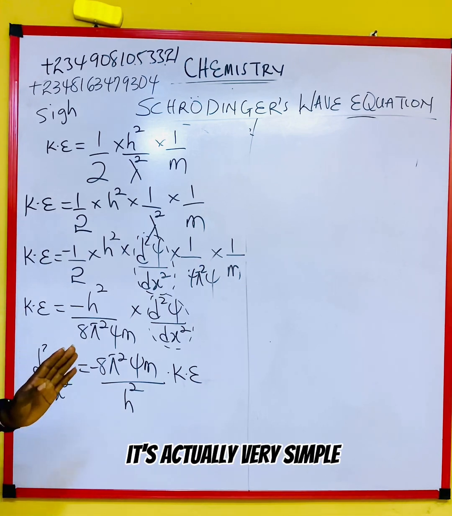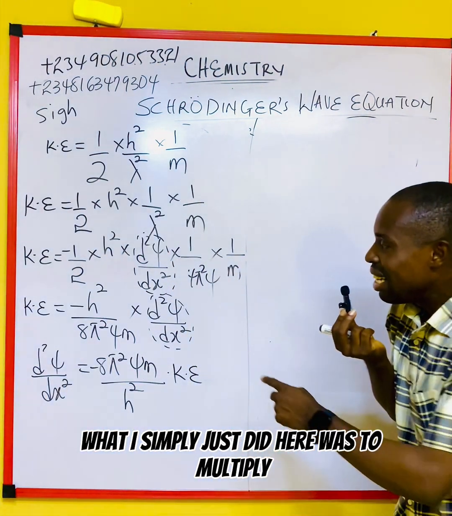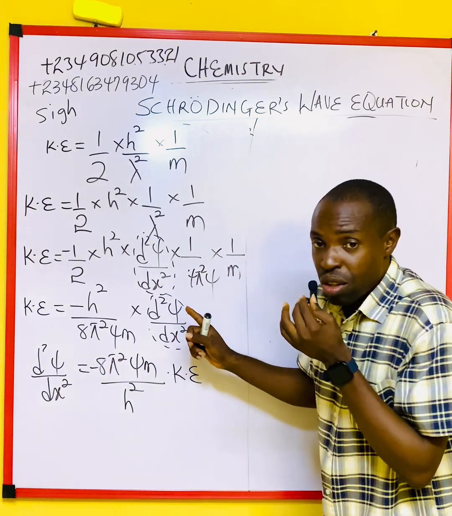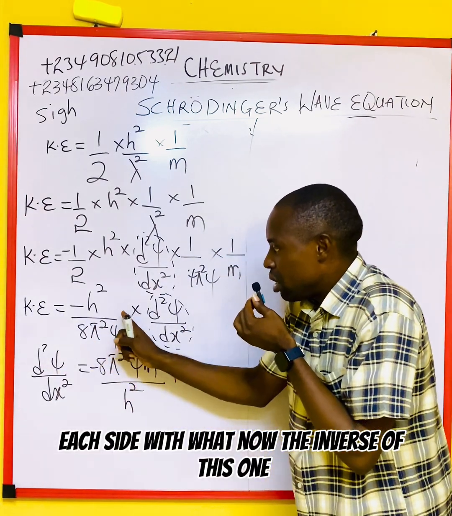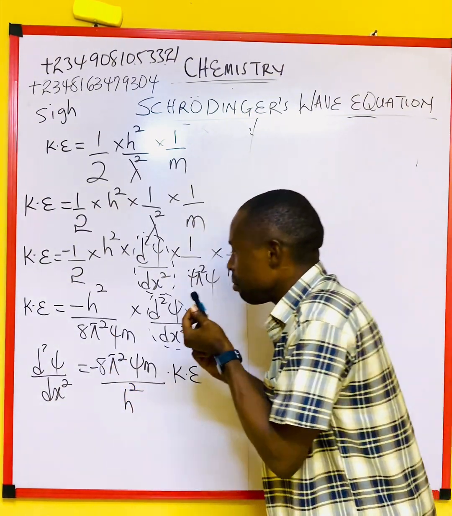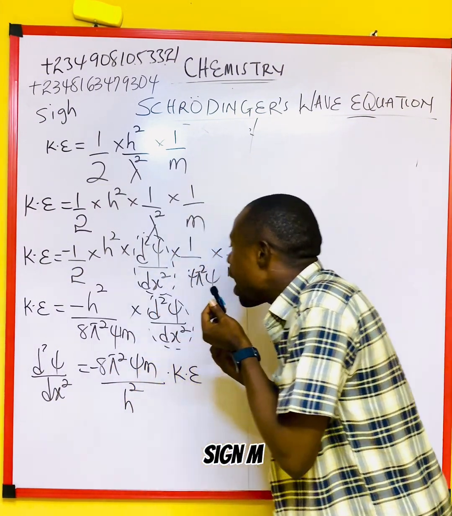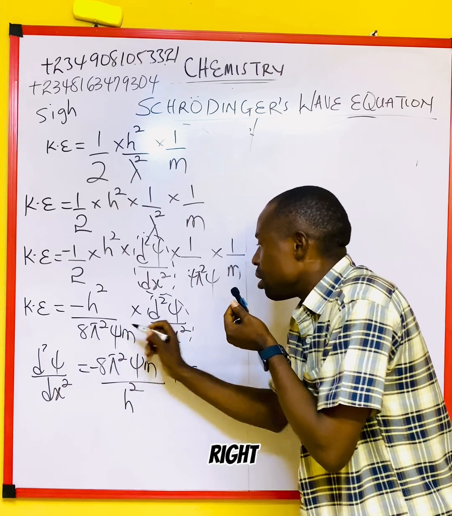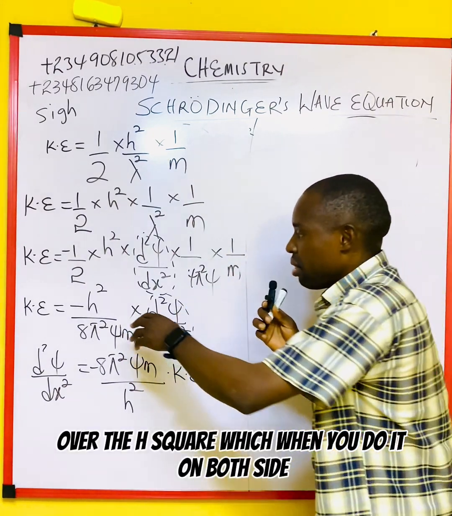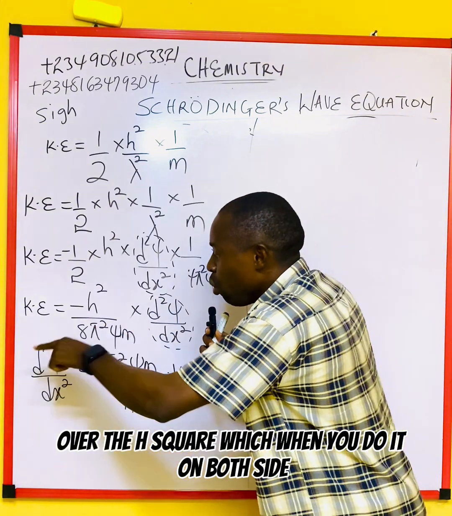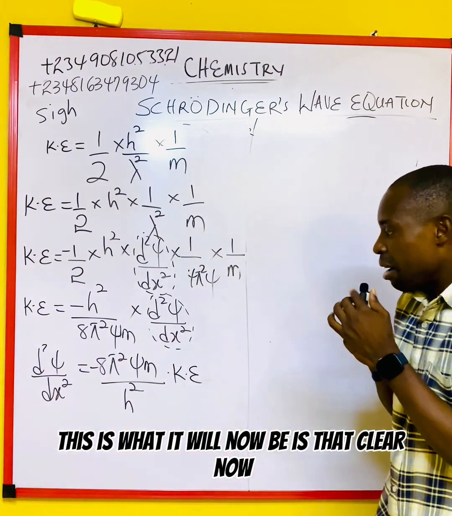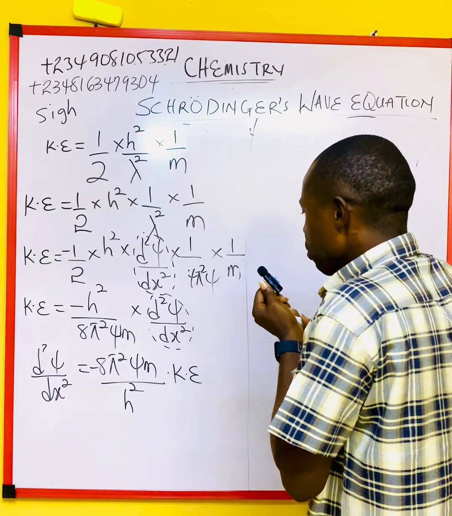It's actually very simple. What I simply did here was to multiply each side with what now? The inverse of this one, which is 8 pi squared m over h squared, which when you do it on both sides, this is what it will now be. Is that clear now? Now let's continue.